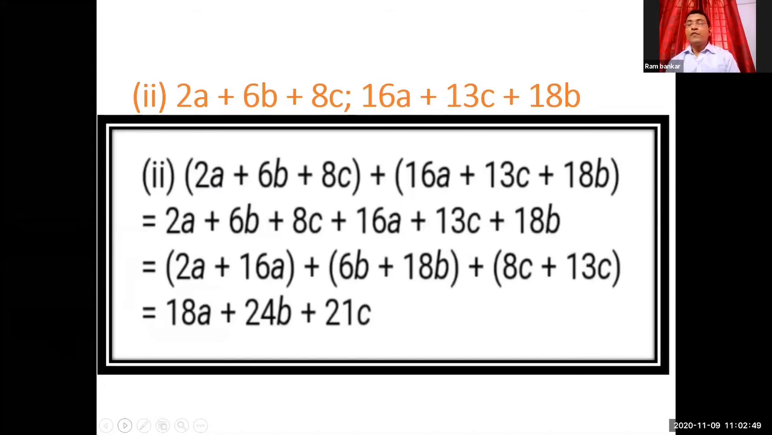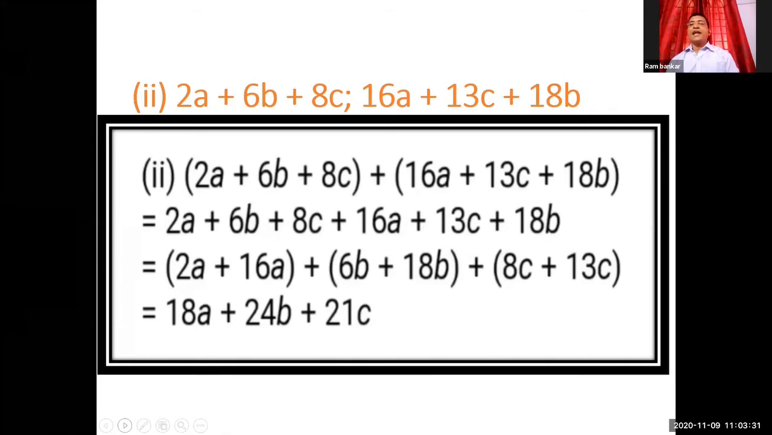After removing the brackets, we put together the like terms. What are the like terms? The a terms put together, the b terms put together, and the last one, the c variable terms put together in their brackets. Look at the second step: 2a plus 16a, plus 6b plus 18b, plus 8c plus 13c. We put together the like terms.